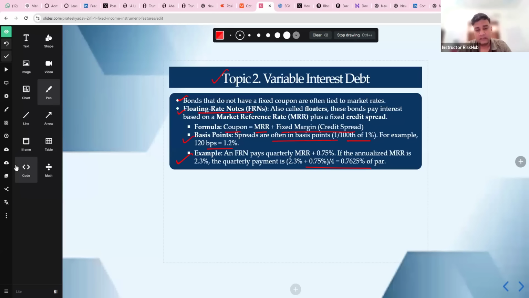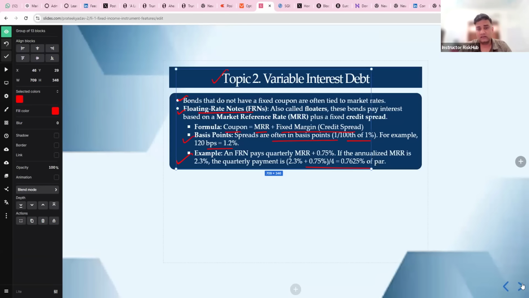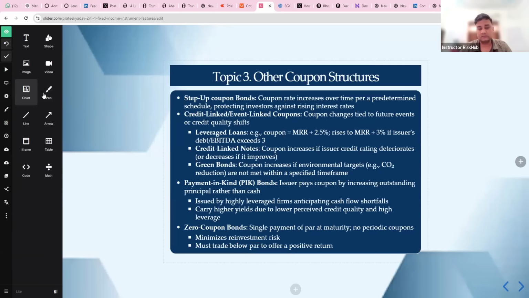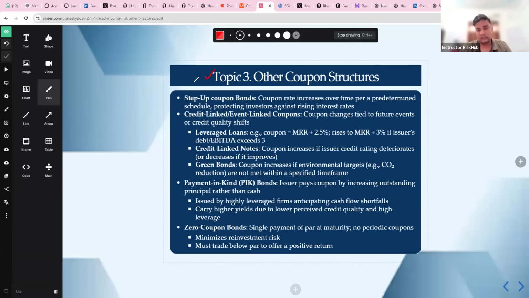We need to understand the overall idea is that investor receives more coupon when market rate rises and less when rates fall. From the real world perspective, floating rate notes, leveraged loans, bank loans, etc., are very important to be understood. All right. So once we have seen that, we get into other coupon structures.